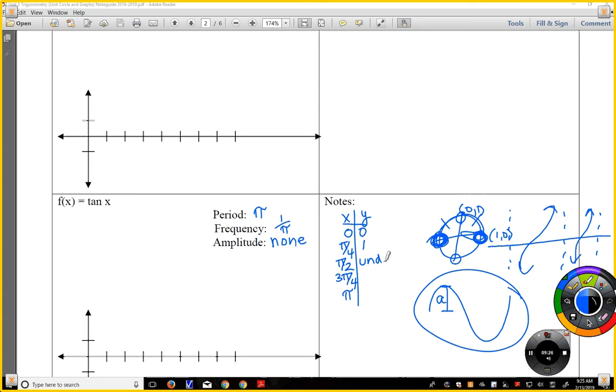And then 3 pi over 4 is over here. Again, same x and y coordinate, so we'll get a tangent that's equal to 1. However, what's the difference between the tangent calculation in the first quadrant compared to the tangent calculation in the second quadrant?